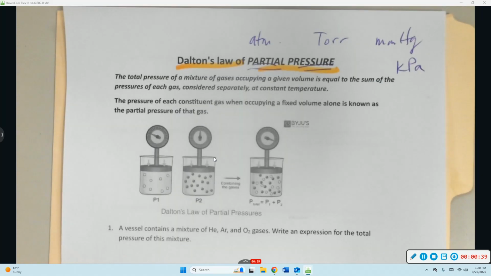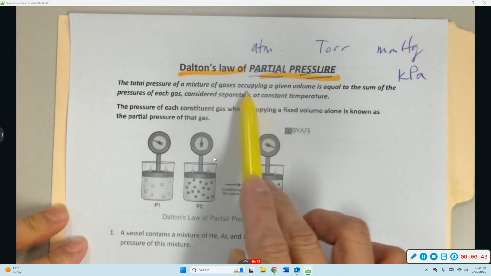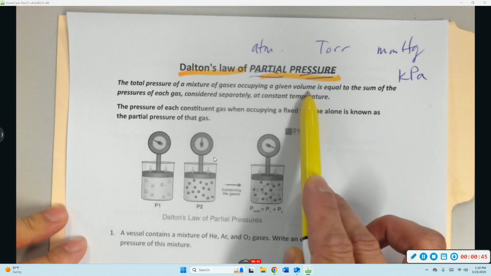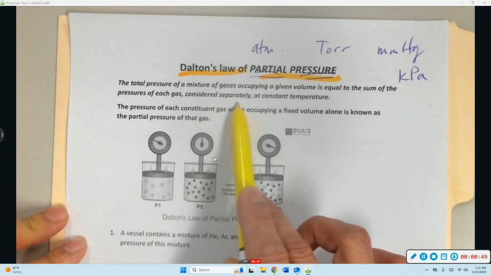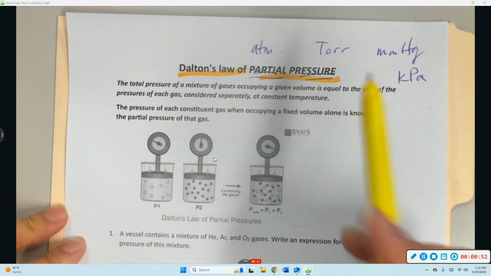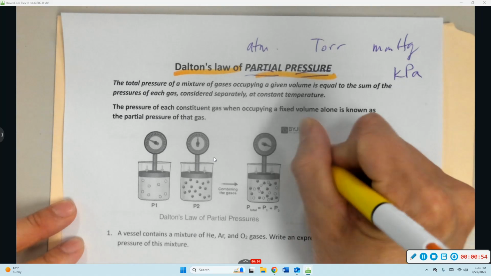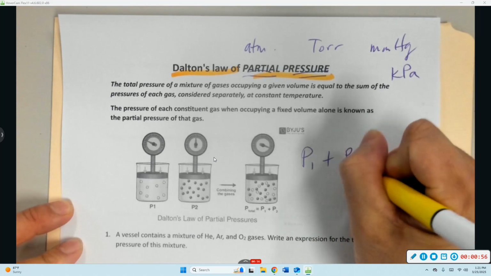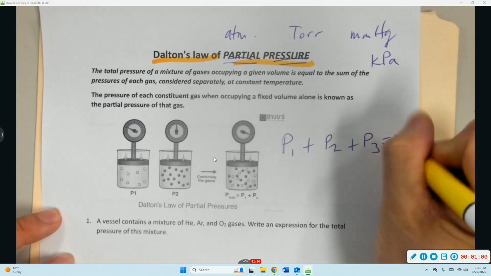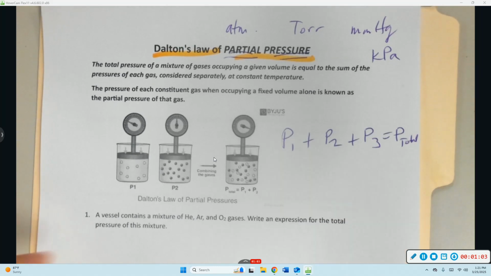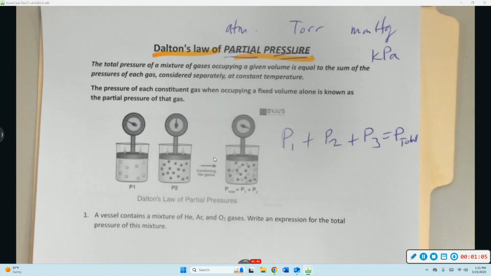And so this lesson here is pretty easy. The total pressure of a mixture of gases occupying a given volume is equal to the sum of the pressures of each gas considered separately at constant temperature. So all that's saying is if you have three gases, the pressure of gas number 1, the pressure of gas number 2, and the pressure of gas number 3, whichever gas it is, equal total pressure, P total. So it's pretty straightforward, right? You have the pressure of two gases, and then you have the total pressure.